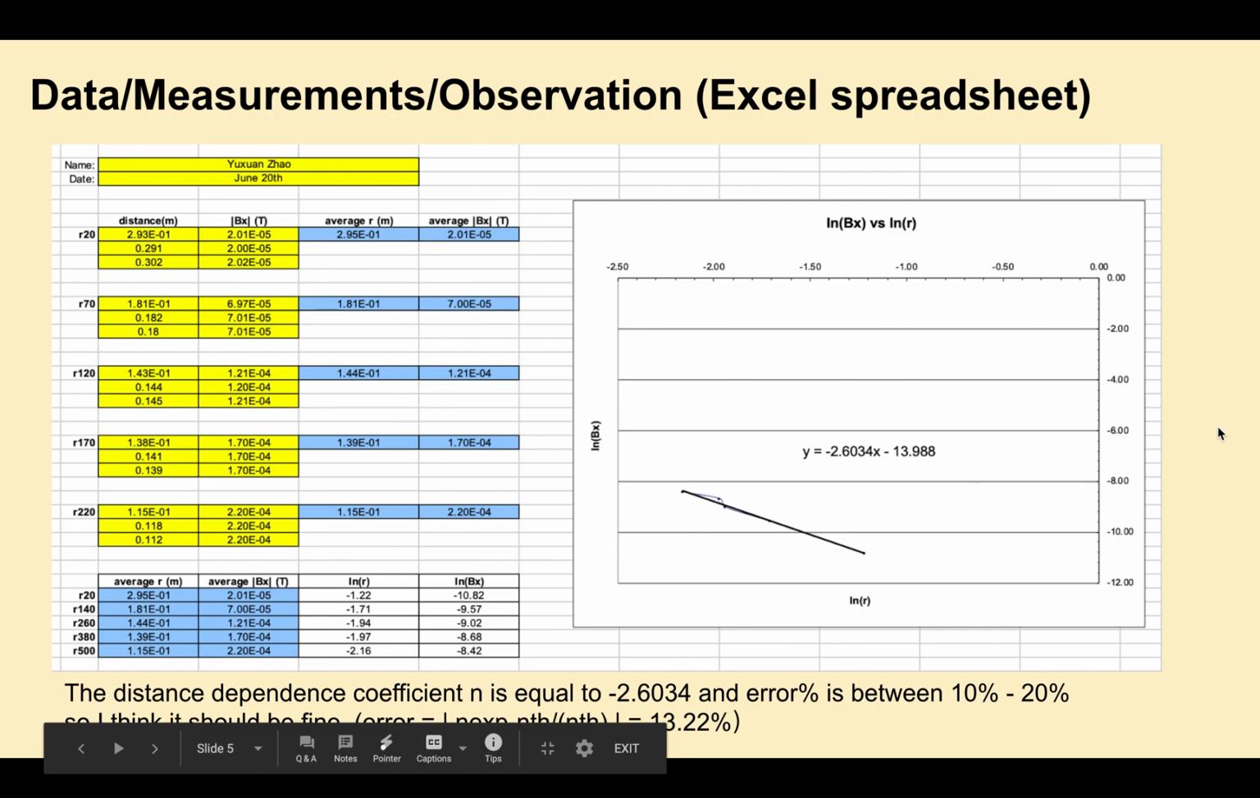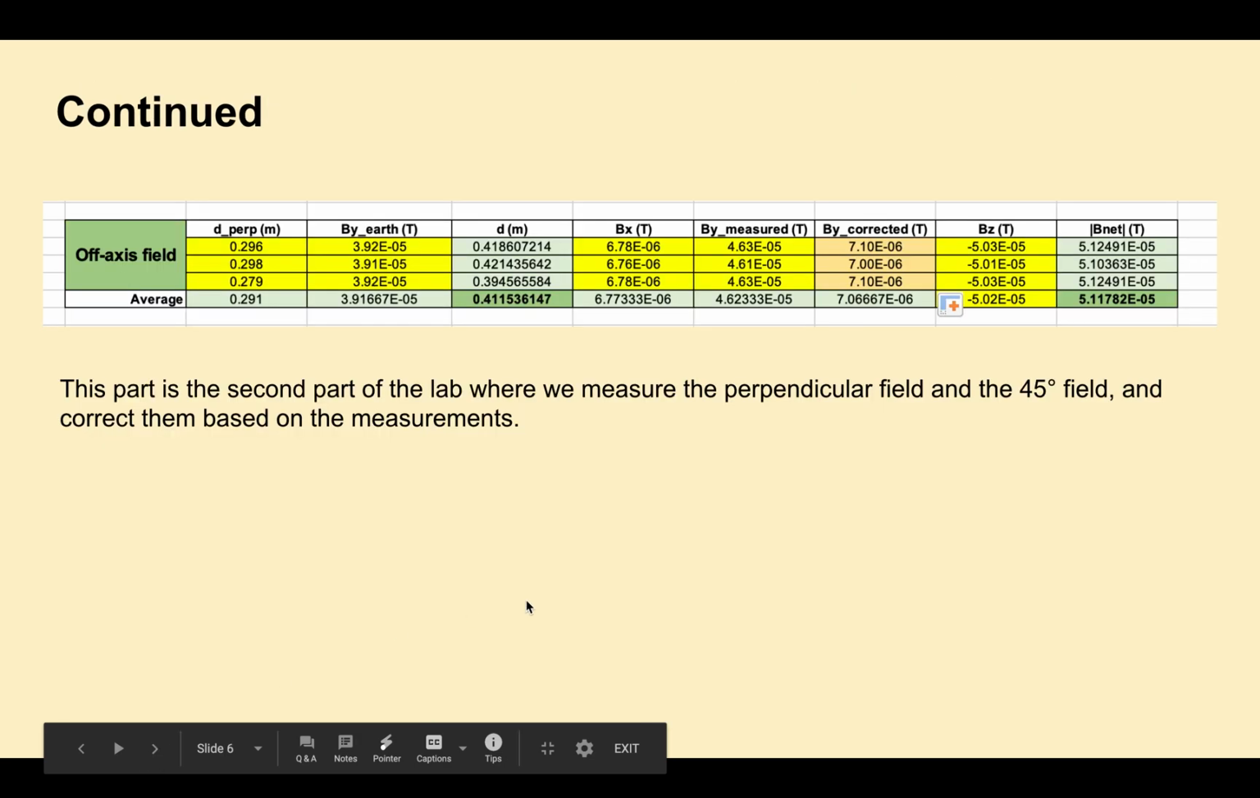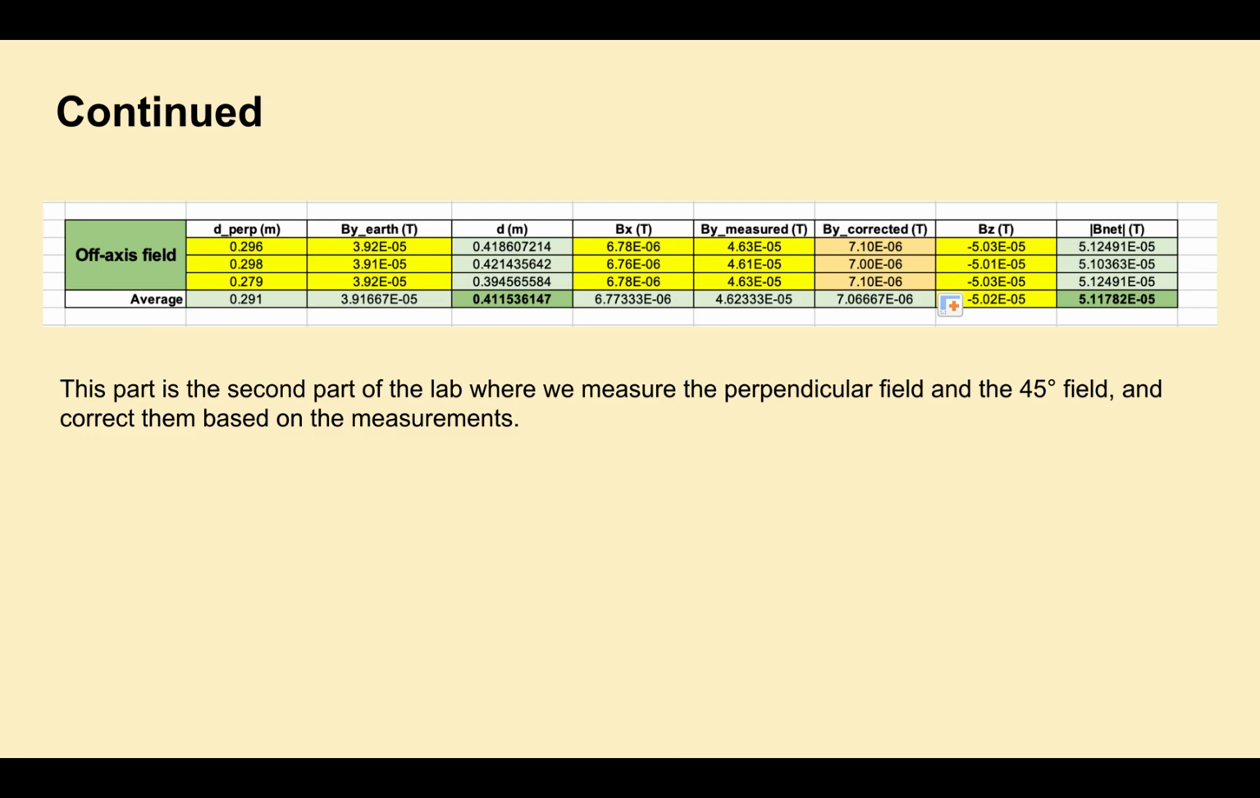So here's my Excel spreadsheet data. The distance dependence coefficient n is equal to negative 2.6, and the error percentage is 13.22. So that's an acceptable range, I guess. This part is the second part of the lab, where we measured the perpendicular field and the 45-degree ones.